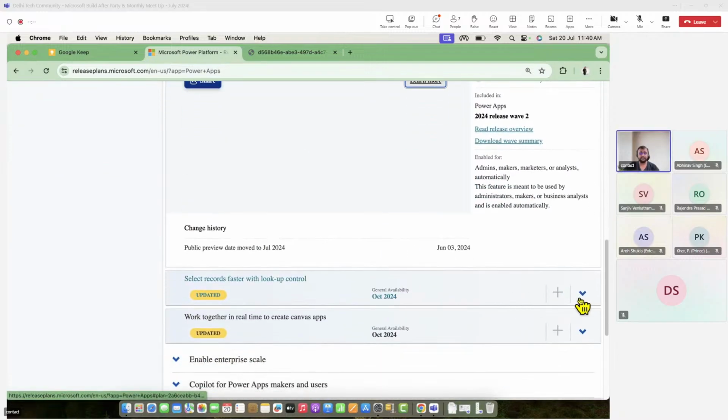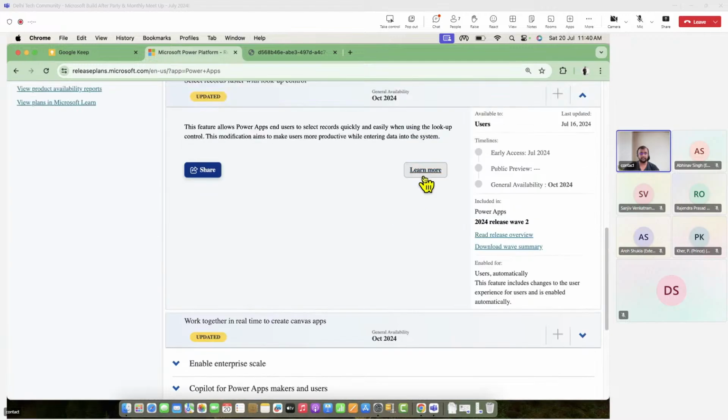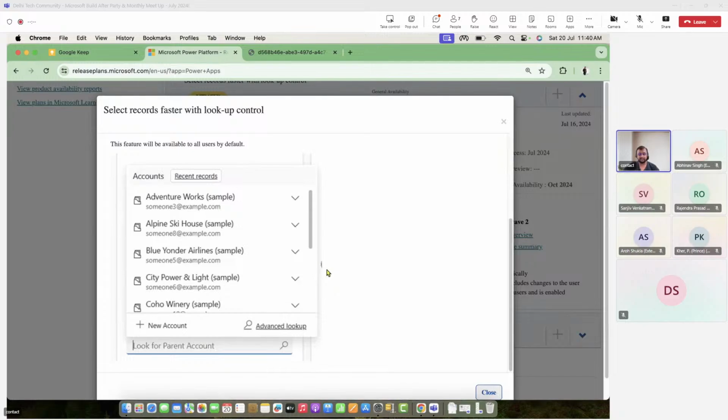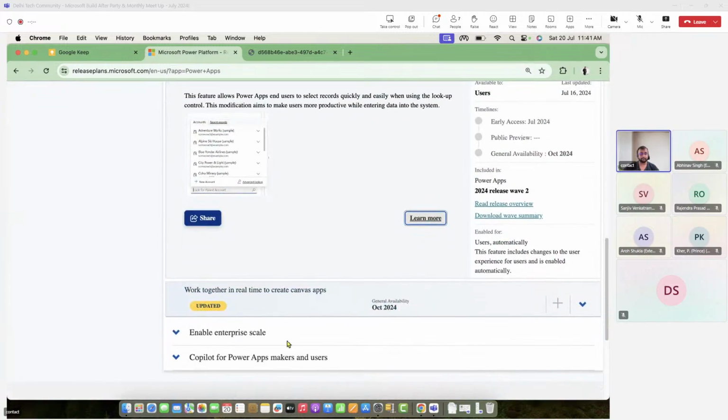Then we have another interesting feature around the lookup of the record. Specifically, in model driven cases, we have observed many times that we have lookup columns, and in lookup columns we are selecting the record. Sometimes when you are selecting the record from your model driven applications, it's a little bit slower. So this enhancement has made that process faster, and now you can select the record faster with the lookup control that is available in model driven applications. So this is again one more modern app feature.